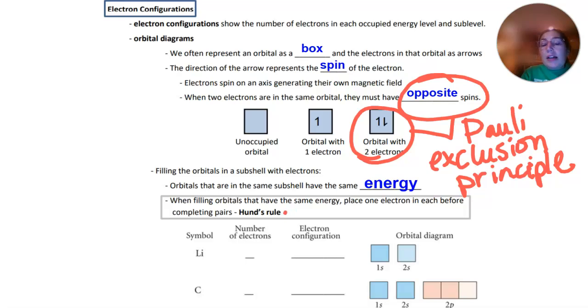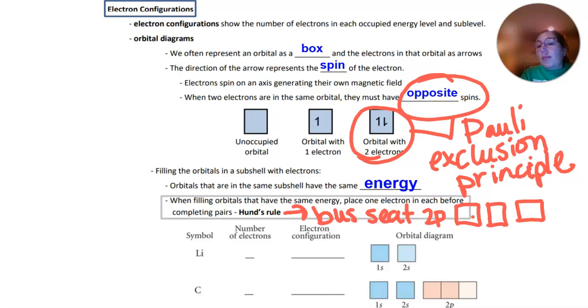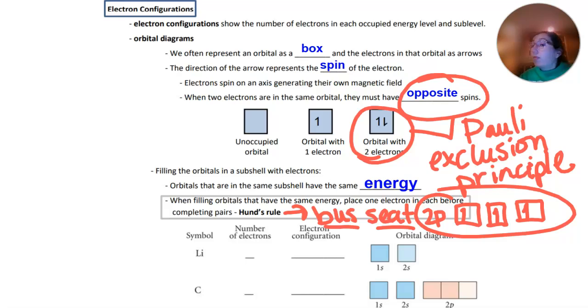And again, Hund's rule, that one is sometimes referred to as the bus seat rule. And so this is the idea that, let's say you're at the p orbitals, you have your 2p orbitals, and you have 3 of them, for example. You are going to put one electron in each one. They each get their own bus seat at the 2p level before they're going to want to double up.